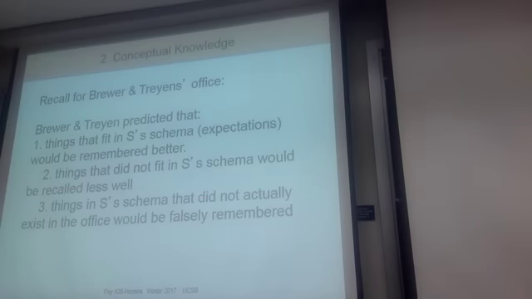So they predicted and found that things that fit in the subject's schema would be remembered well, things that did not fit would be recalled less well, but things that did not actually exist in the office but fit with the schema would be falsely remembered. So in sum, we remember what we expect there to be, even when it's not necessarily there. But we're really good at recalling things that we expect to be there.